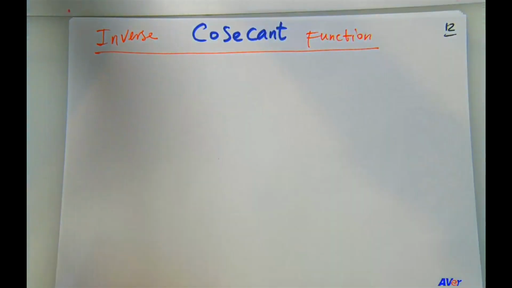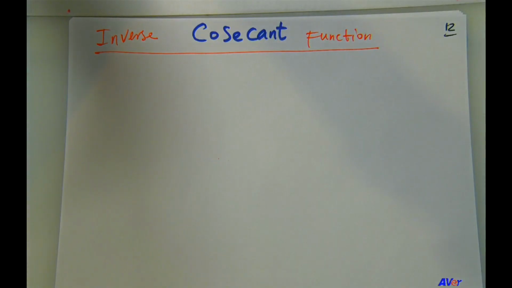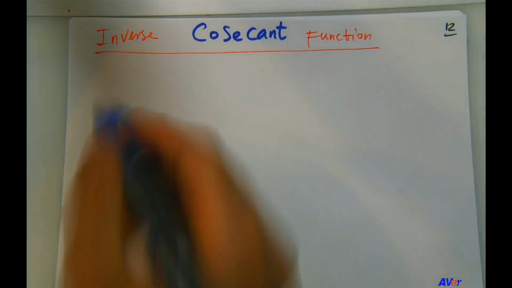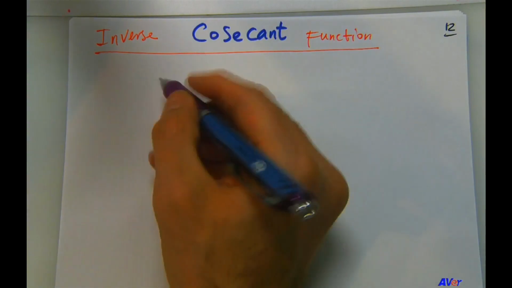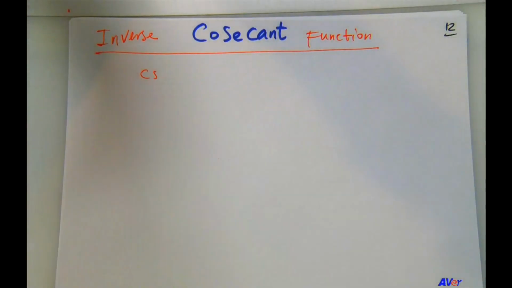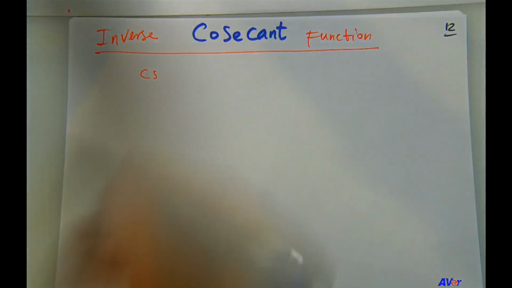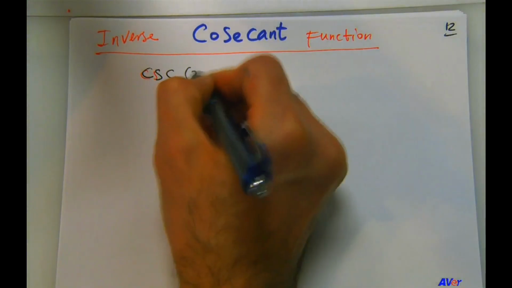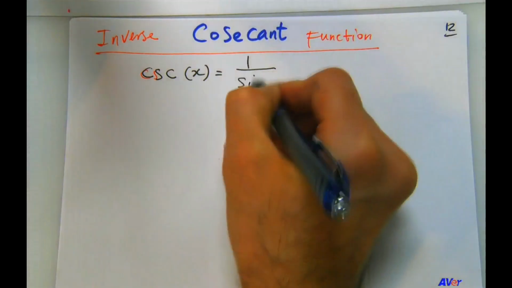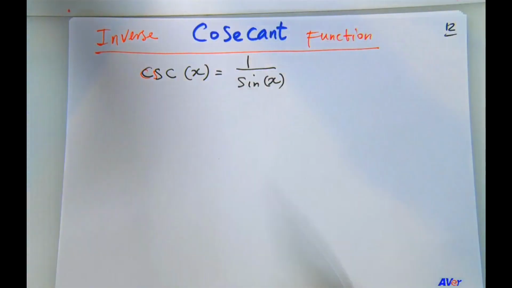Cosecant function, as you recall, is connected to the sine function. Do you remember in which way? Well, if you answered the cosecant function is the reciprocal of the sine function, you're absolutely correct. So let me write that down: the cosecant of x is equal to 1 over sine of x. So that's how they're related.